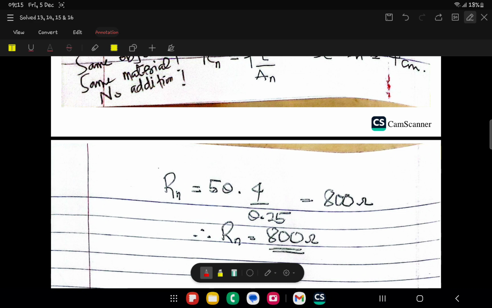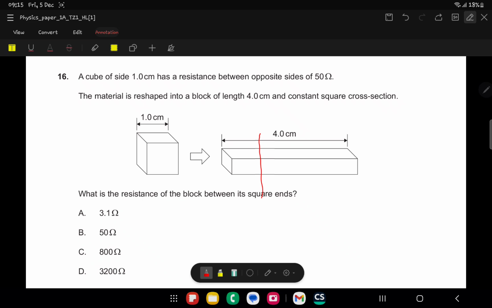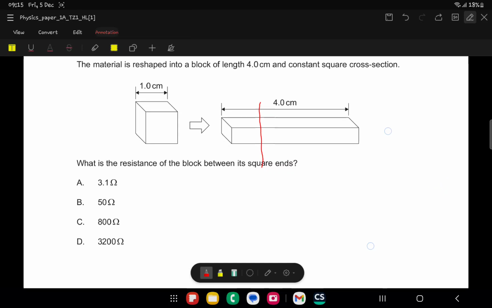So let's jump back to the question and see which option has this answer we've just gotten. So A, B, C, D. Our correct answer here is C.